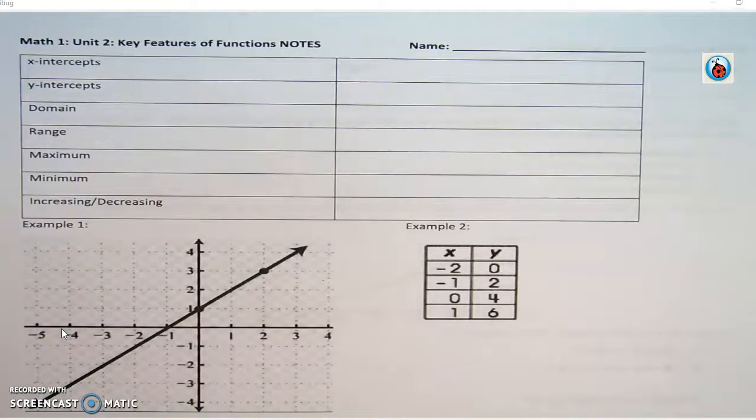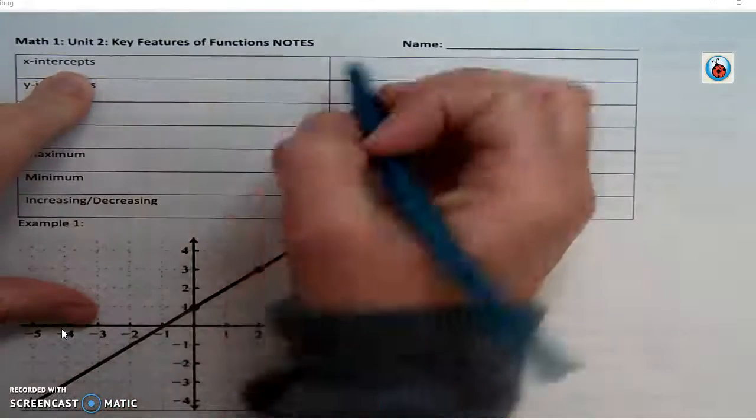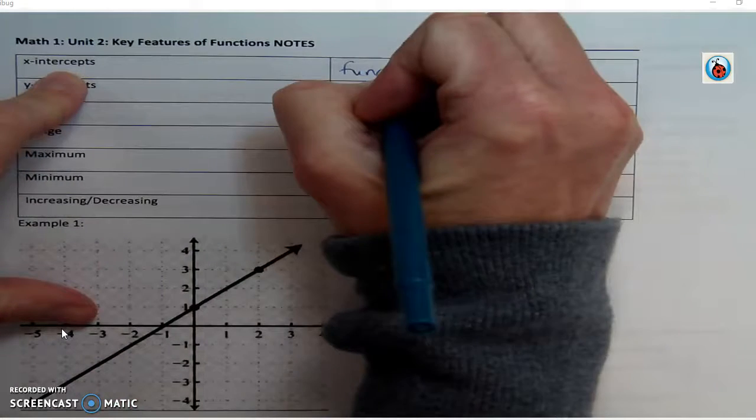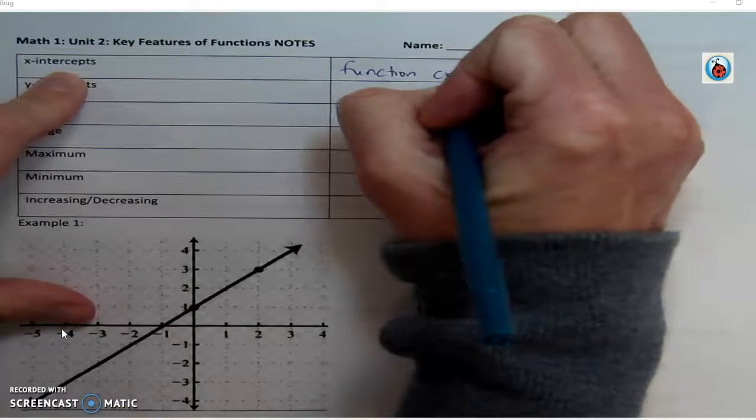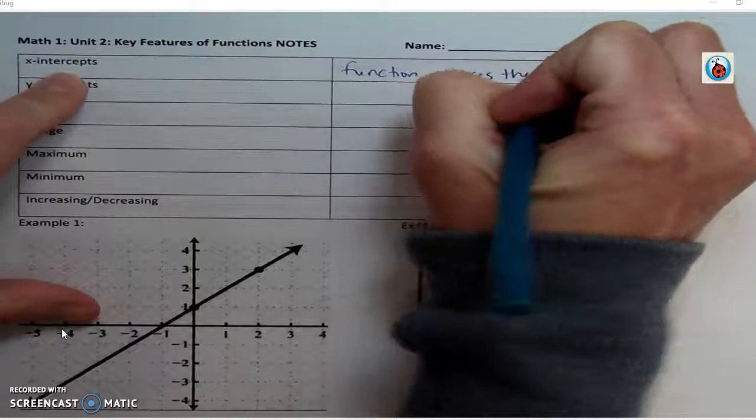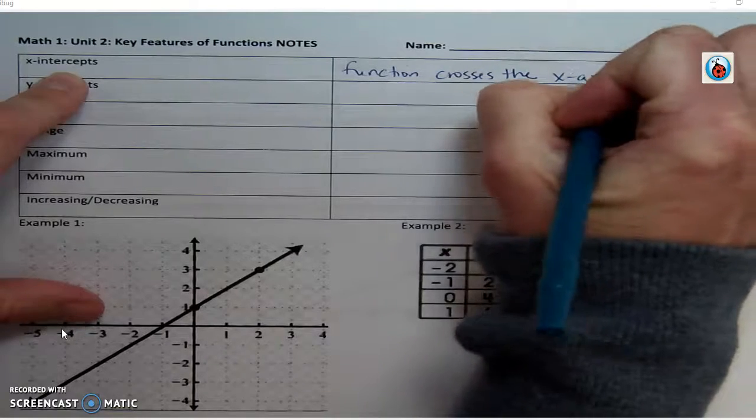Today we're doing key features of functions. X-intercepts are where the function crosses the x-axis. And if you need more time to write, just pause the video and catch up.